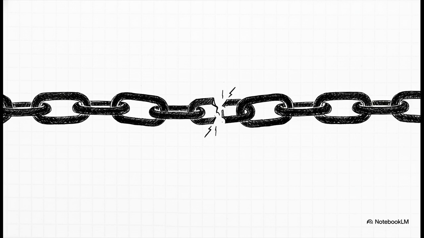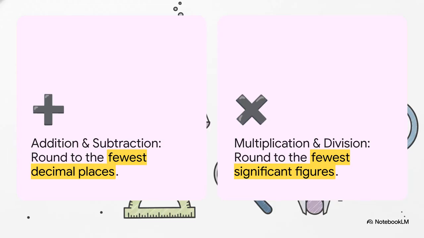It's like saying a chain is only as strong as its weakest link. In science, your calculated answer can only be as good, as precise, as your least precise measurement. Claiming anything more is just not being honest with your data. And to make sure we follow that golden rule, there are 2 different sets of rules you gotta know.